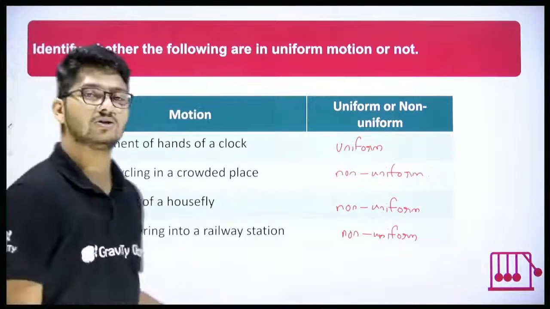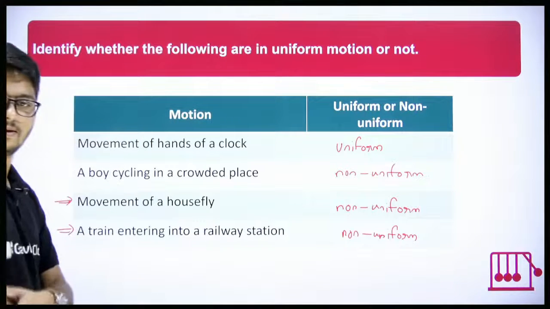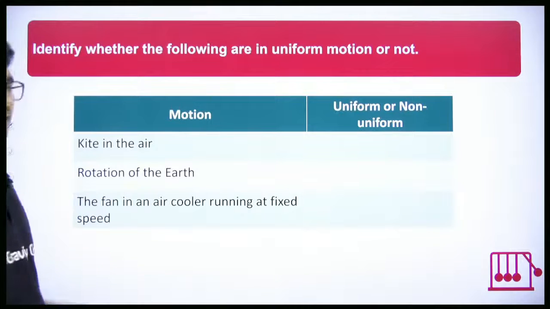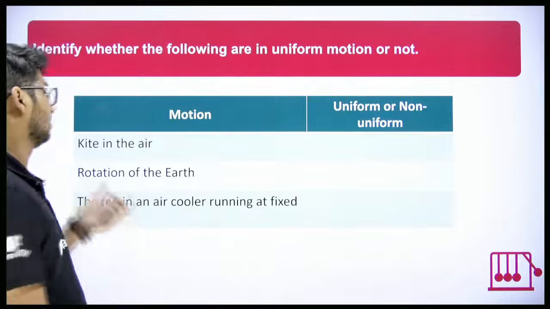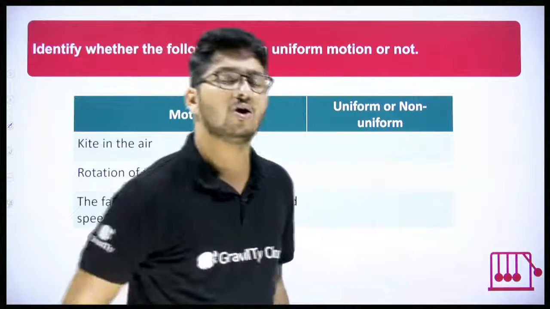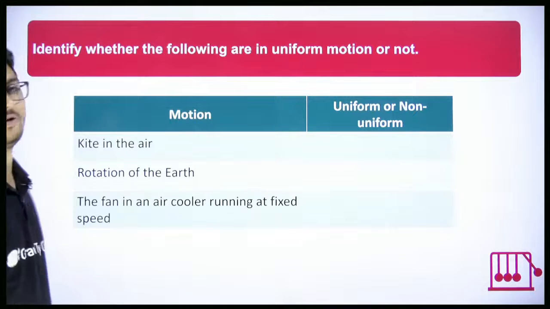If speed is not constant, it is non-uniform motion. Clear? Good. Then we have other examples also, same question, other examples. If you have a kite in the air, is it uniform motion or non-uniform motion? Is it uniform or non-uniform?